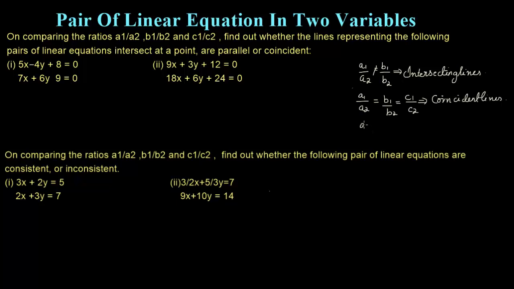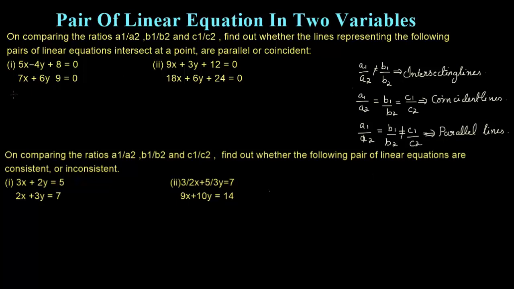Then we have one more kind of ratio, that is a1 by a2 is equals to b1 by b2 but is not equals to c1 by c2. So which kind of line is this? It is parallel lines. Okay, so based on this we need to classify these lines under parallel, intersecting or coincident.